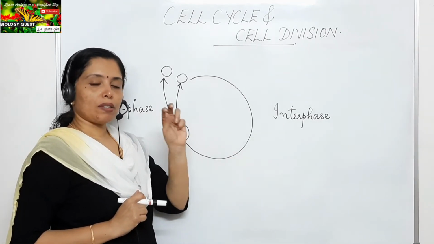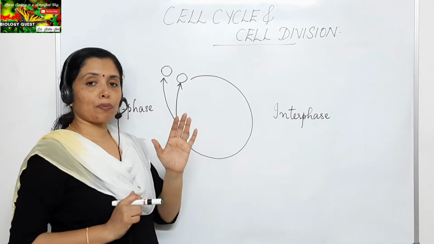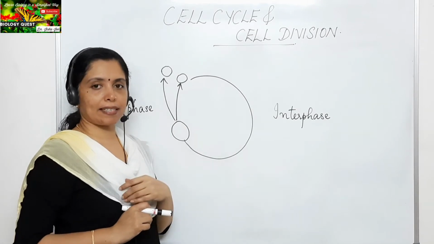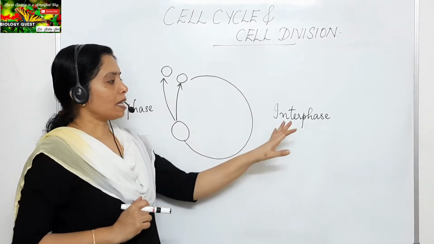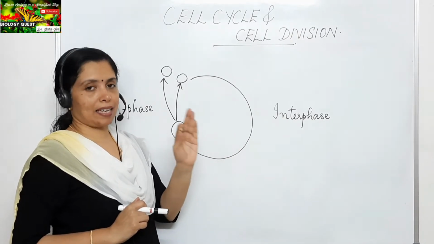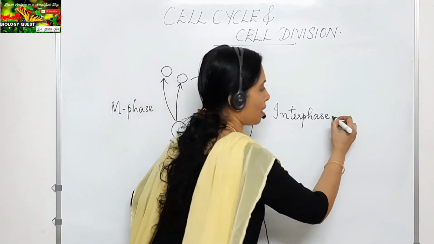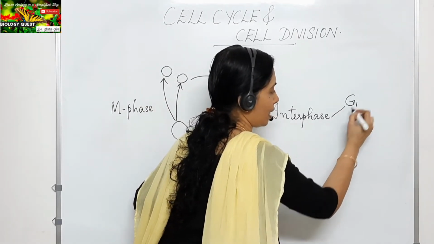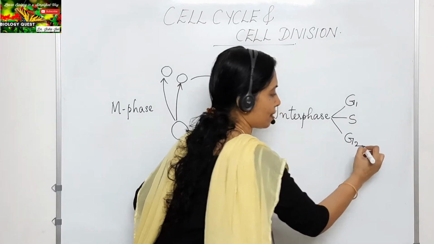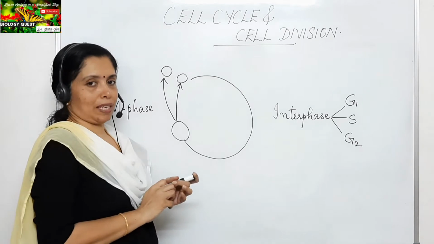Okay, so you already know that interphase is the period during which the cell grows in size and prepares itself for the next cell division. This interphase is divided into three stages. The three stages of interphase are the G1 phase, the S phase, and the G2 phase. These are the three phases of interphase.